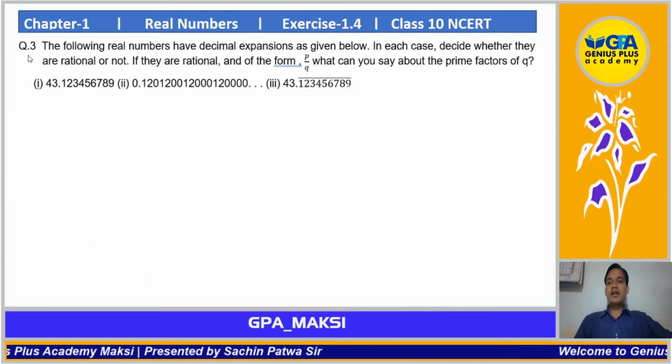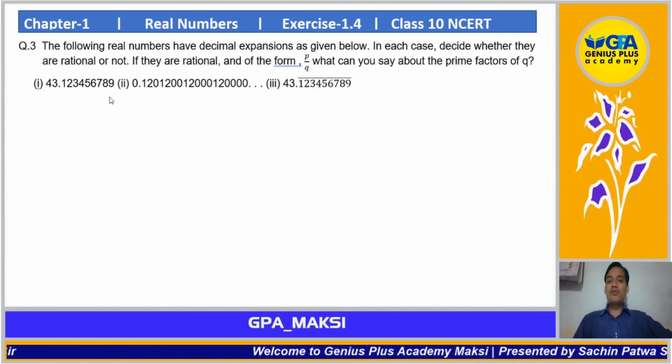Okay, so our question number 3 is: the following real numbers have decimal expansion as given below. In each case, decide whether they are rational or not. If they are rational and of the form p by q, what can you say about the prime factors of q? क्वेश्चन नंबर 3 में हमें ये बताना है कि जो क्वेश्चन दे रखे हैं ये रेशनल है या नहीं, और अगर ये रेशनल है और p बाई q के फॉर्म में है, सो हम इसके q के बारे में क्या कह सकते हैं या जो q है उसके प्राइम फैक्टर के बारे में क्या कह सकते हैं.